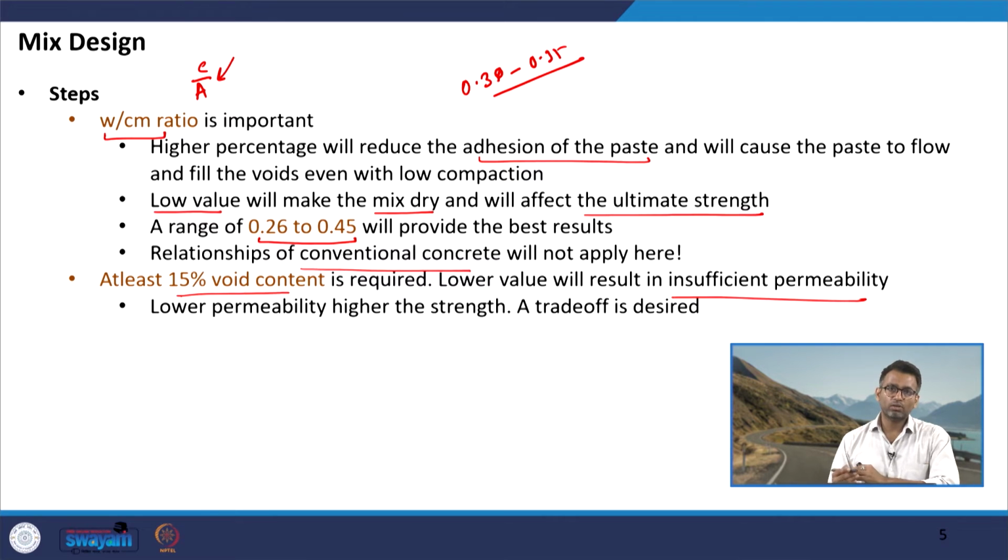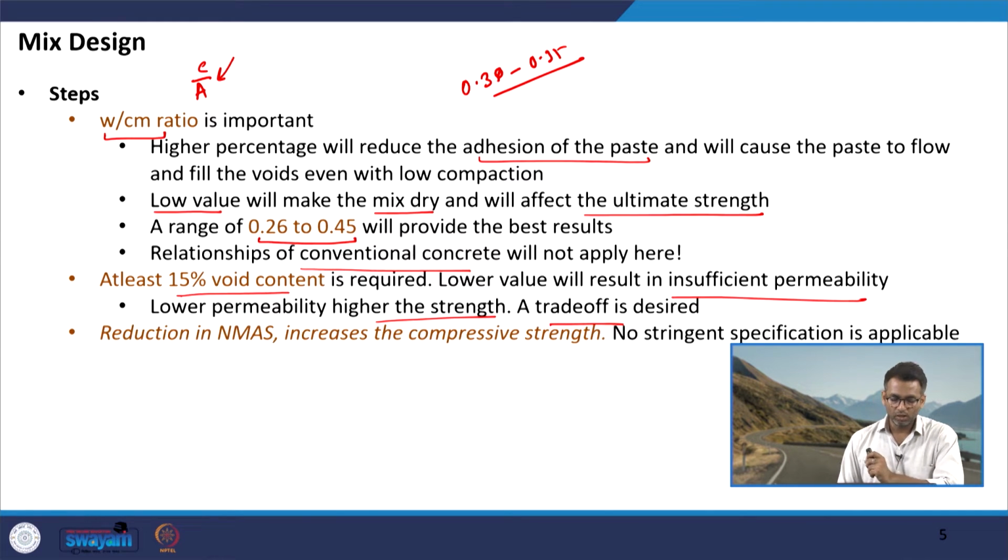As I mentioned that lower is the permeability, higher will be the strength, and that we understand, that is logical, and therefore, we need a trade off. So, we have to optimize the parameters, choose all the proportions in such a way that there is a balance between the desired permeability and the minimum compressive strength which we desire.